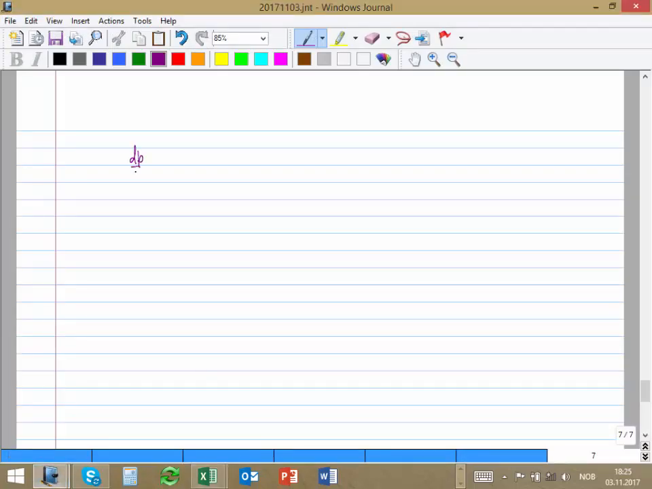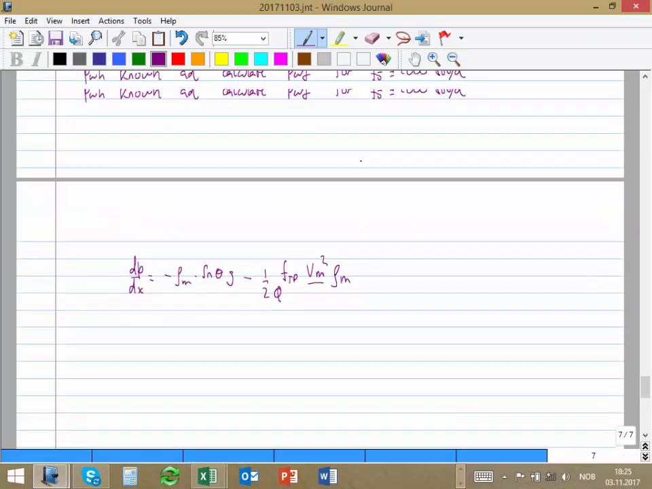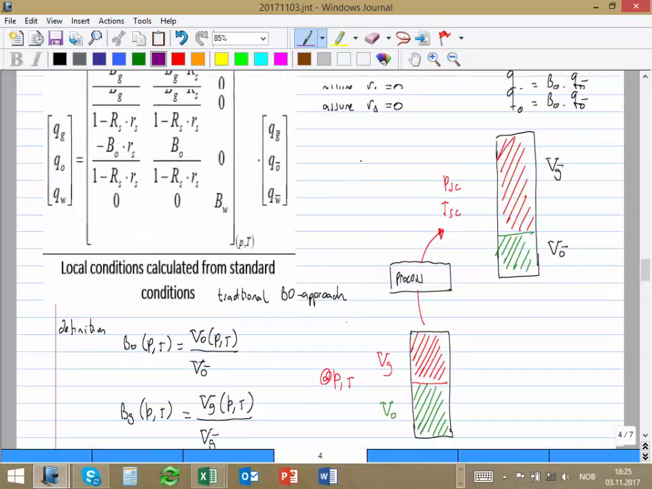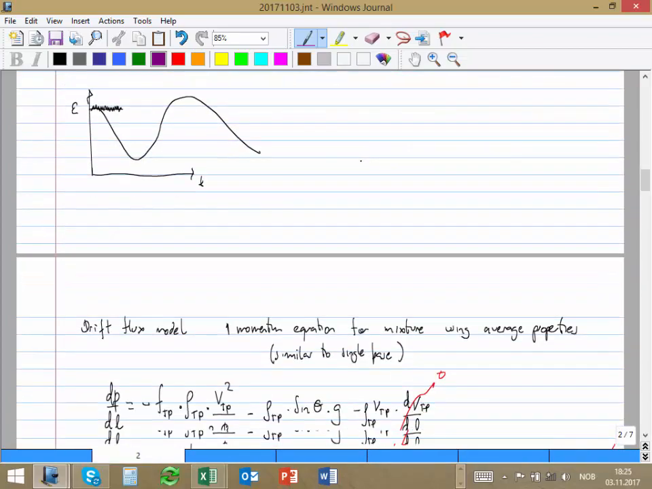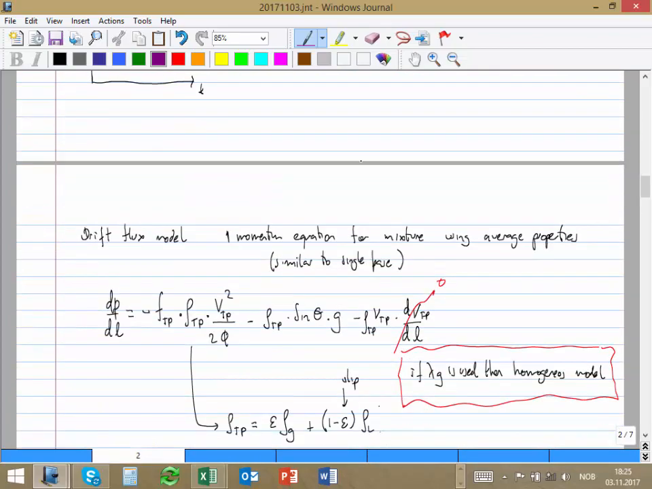Remember, we said dpdx will be minus density of the mixture times sine of theta times g, minus 1.5 diameter, friction factor two-phase, velocity of the mixture squared, and what else? Density of the mixture, right. I think I'm not missing anything else. Okay, yeah, that's it.